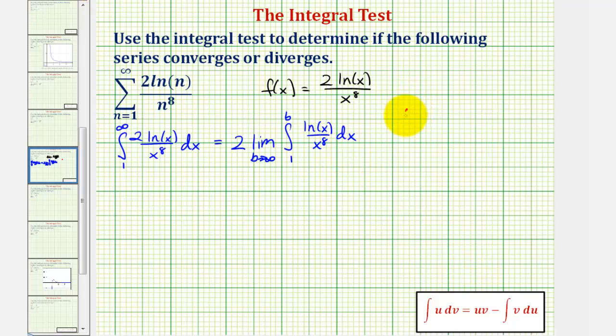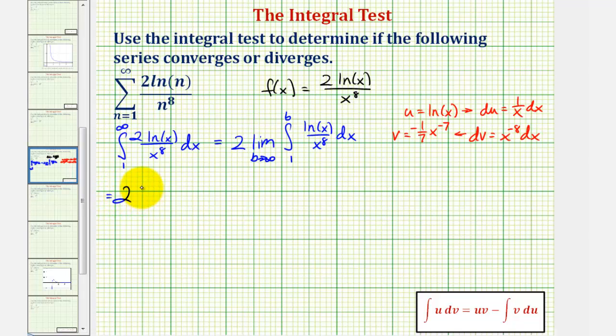So let's let u equal natural log x. So if u is equal to natural log x, notice that dv would be equal to 1 divided by x to the 8th dx, or we can say dv equals x to the power of negative 8 dx. And now we'll differentiate to find du. Du equals 1 divided by x dx. And we'll integrate to find v. So v would be equal to x to the power of negative 8 plus 1, which is x to the negative 7th divided by negative 7, or negative 1/7 x to the power of negative 7.